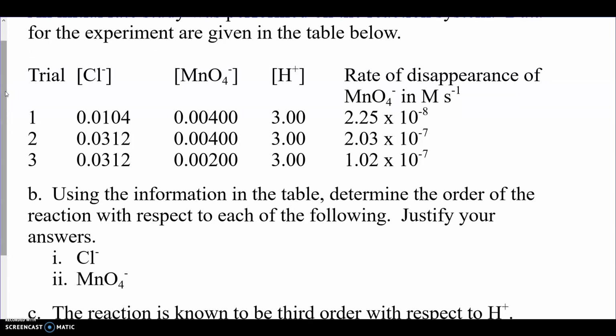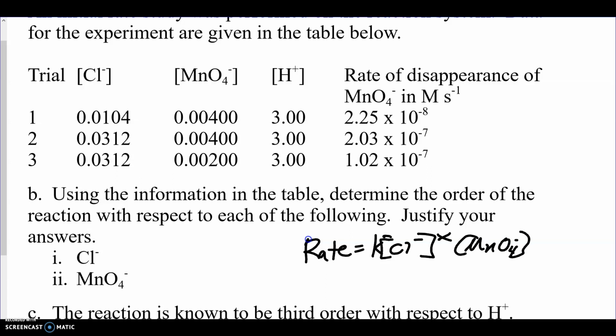So if we were to write the rate law, which we'll do a little bit later in the problem, it would be rate equals K, concentration of Cl minus to the X, concentration of MnO4 minus to the Y, and the concentration of H plus to the Z. And it's going to be our job to go through and calculate what those are using our data up here.